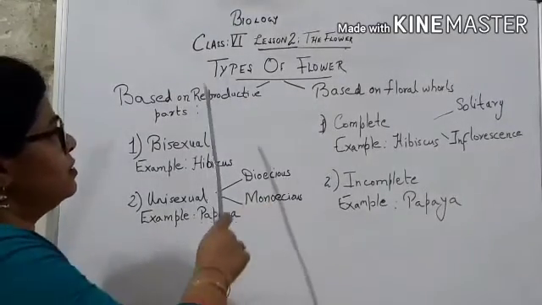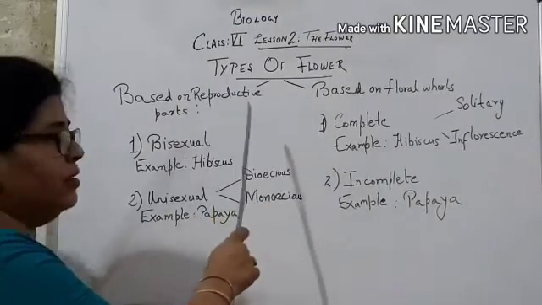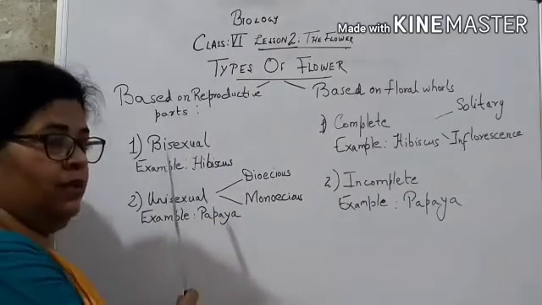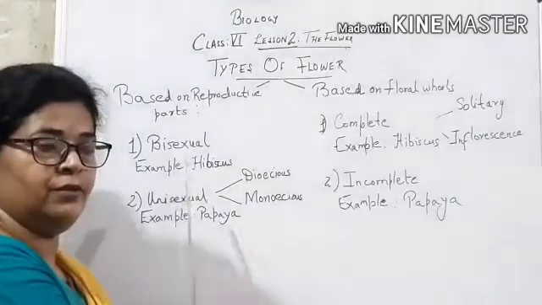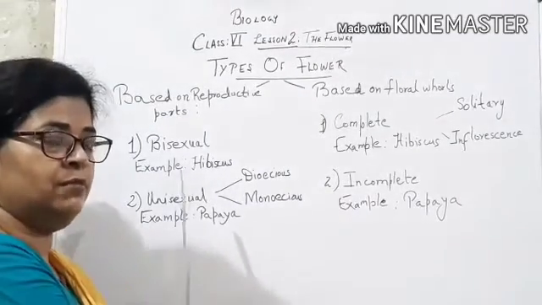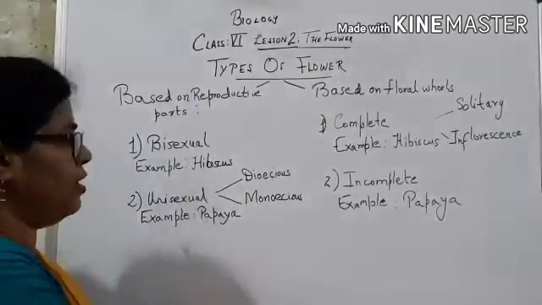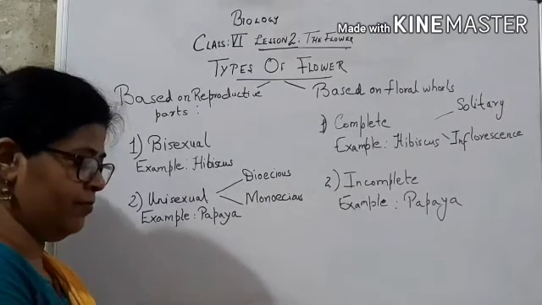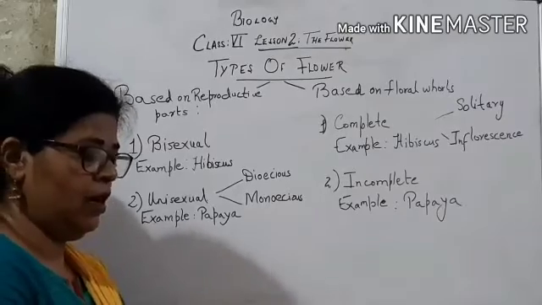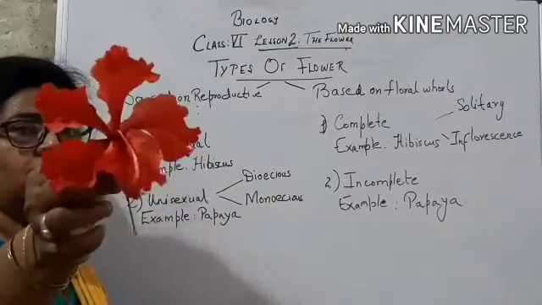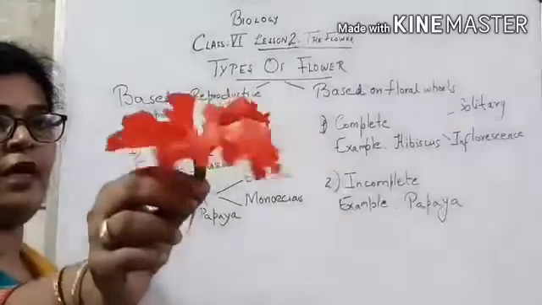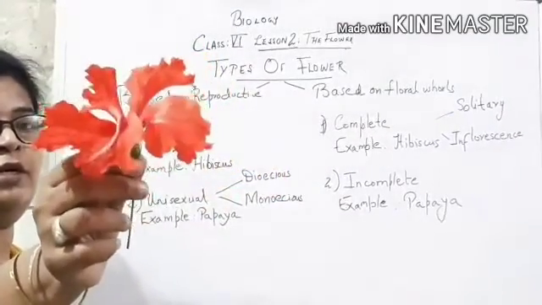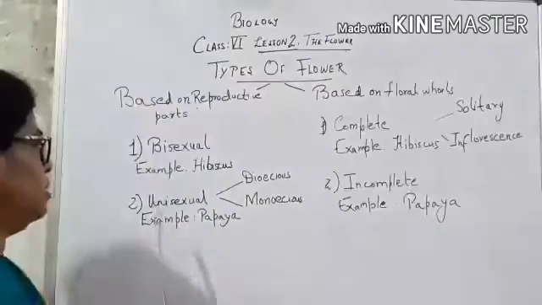Types of flowers are based on 2 categories. First, on reproductive parts, whether androecium and gynoecium, that is stamen and pistil, both are there. Then such a flower is a bisexual flower. I have here a hibiscus flower. This has both male and female parts, which you studied under structure of flower.